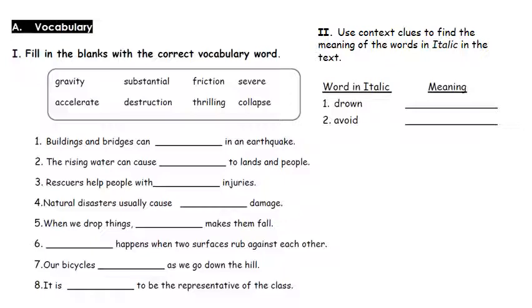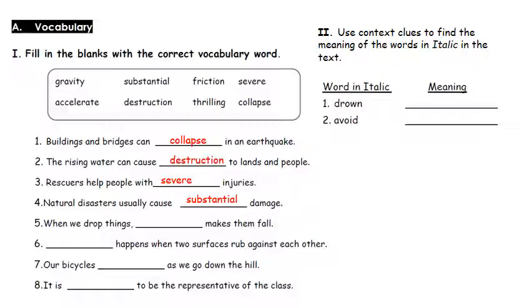Number 1, buildings and bridges can collapse in an earthquake. They can fall down. Number 2, the rising water can cause destruction to lands and people. Number 3, rescuers help people with severe injuries. Number 4, natural disasters usually cause substantial damage.